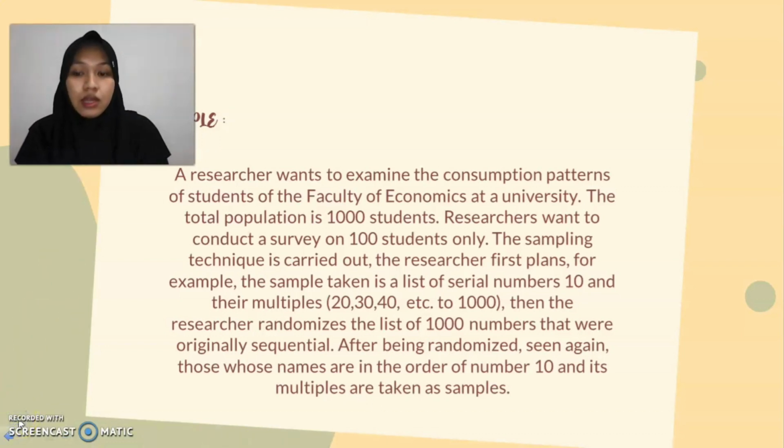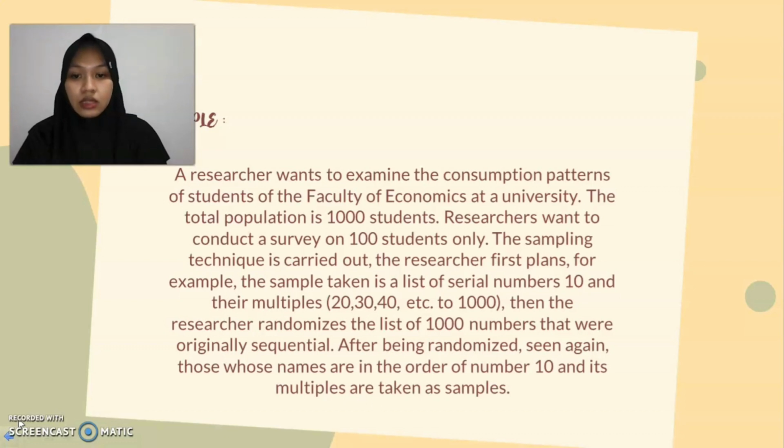For example, researchers want to examine the consumption patterns of students of the Faculty of Economics at a university. The total population is 1,000 students. Researchers want to conduct a survey on 100 students only. For the sampling technique, the researcher first makes a plan. For example, the sample taken is the list of serial numbers 10 and its multiples.